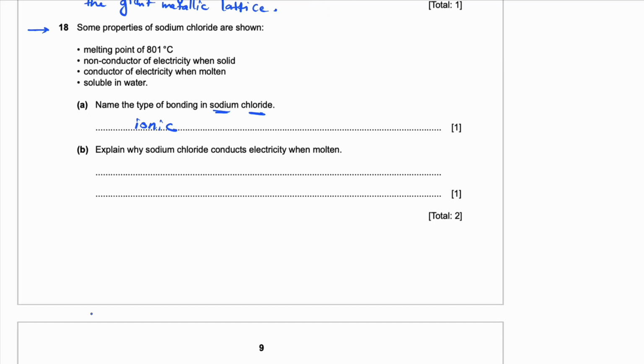Explain why sodium chloride conducts electricity when molten. Once again, conduction of electricity could be due to mobile electrons or mobile ions. Here we're talking about ions. So, due to having mobile ions or delocalized free ions. Ions are mobile in the molten state of an ionic compound, or you may say they can move freely.